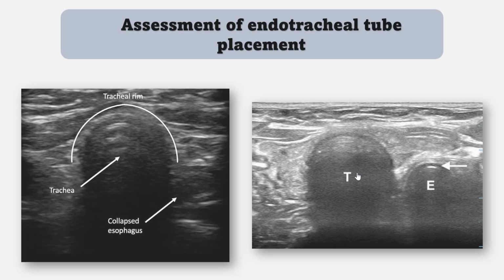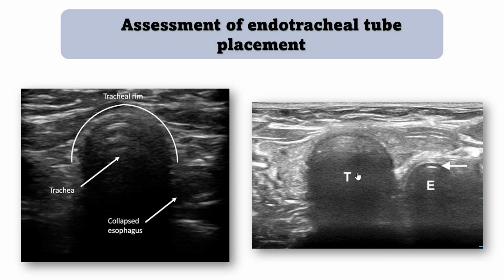Airway ultrasound, this is a very important area, and we have a growing evidence regarding its use in this context. We can use it for assessment of the endotracheal tube placement. You can see here a tracheal rim, and there is an artifact of the endotracheal tube. You can use even the Doppler or the Duplex to detect the airflow in this area.